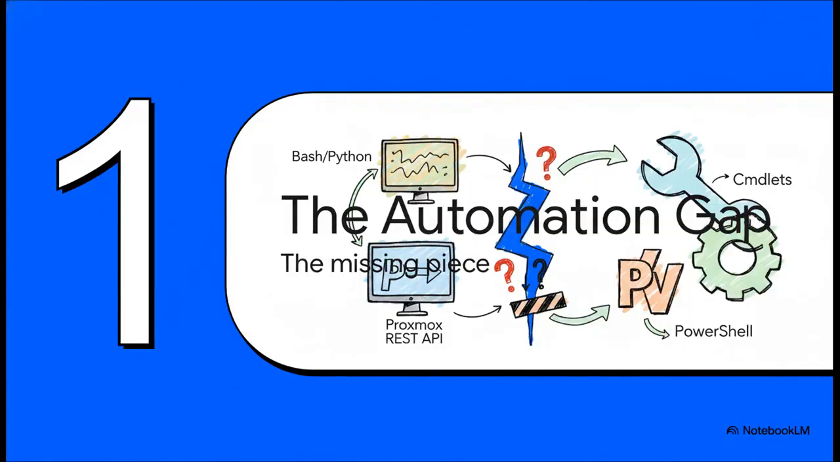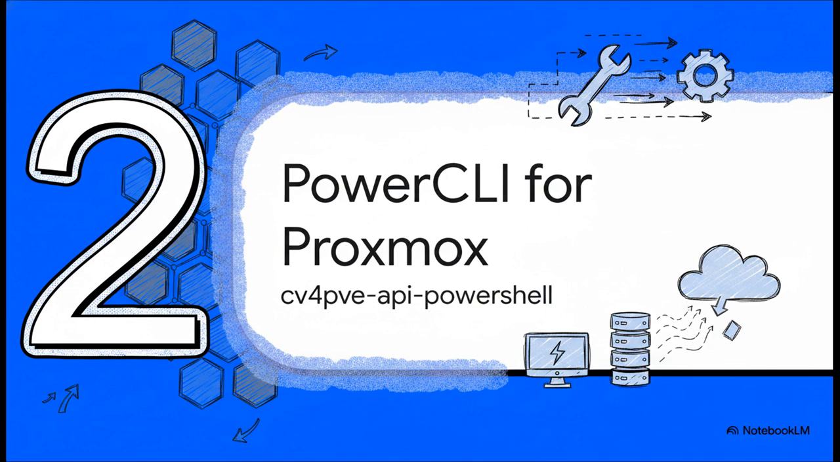So what is this gap really? Look, Proxmox has a fantastic REST API, no question. You can absolutely script against it with tools like Bash or Python, but for those of us who think in PowerShell, it feels like we're constantly translating a foreign language in our heads. We lose that beautiful, native, verb-noun flow that makes PowerShell automation feel so effortless. But what if I told you that missing piece isn't missing at all? What if it already exists?